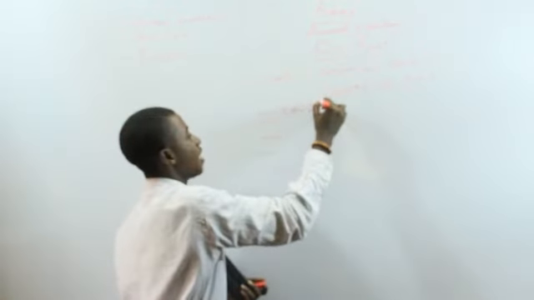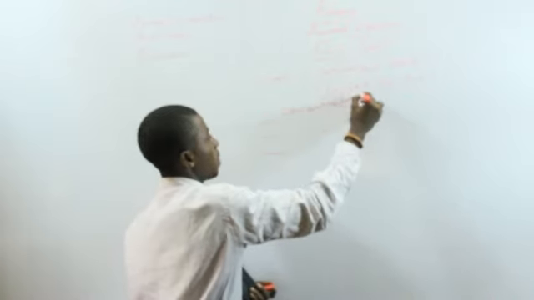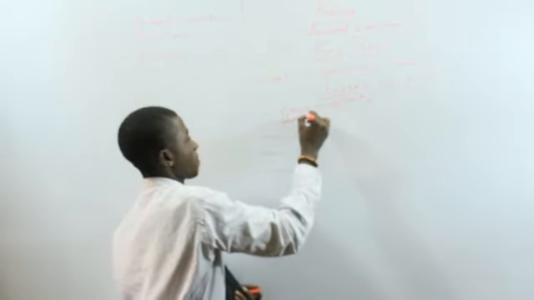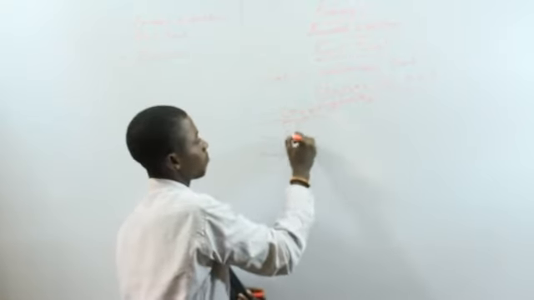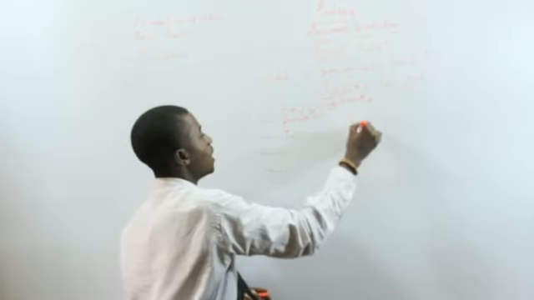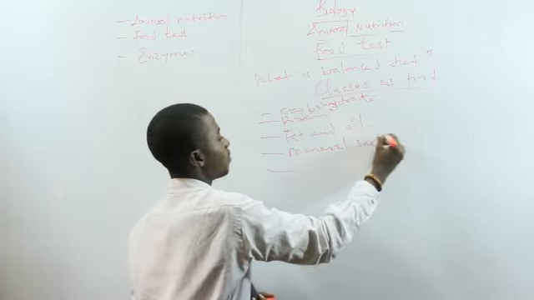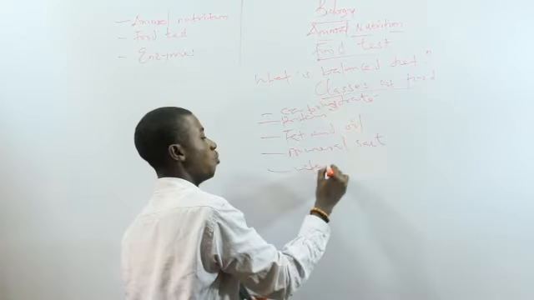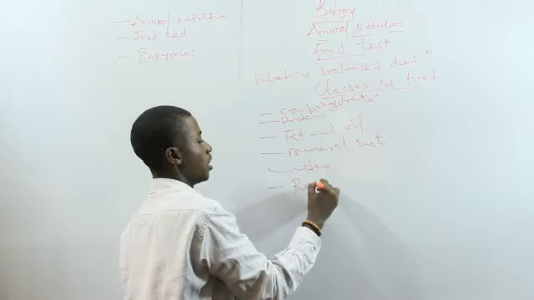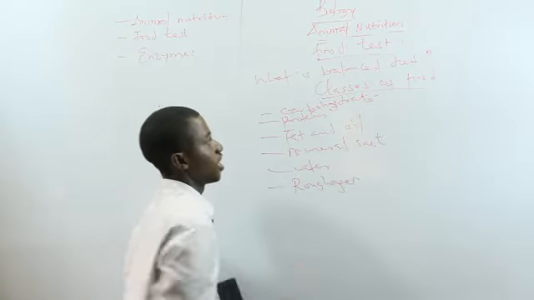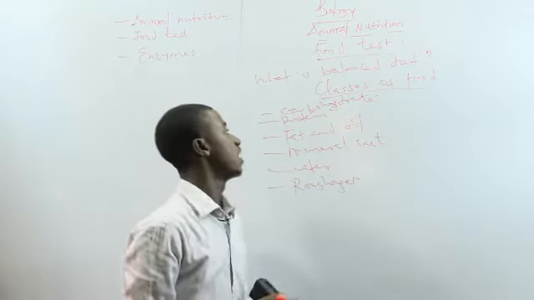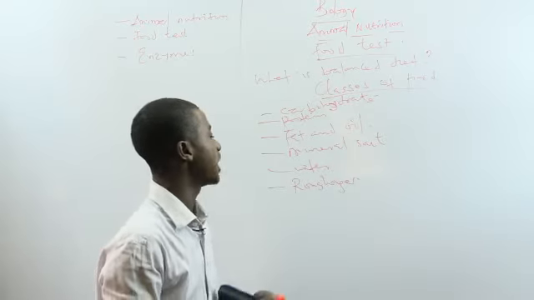Number one, we've got carbohydrate, protein, fat and oil, mineral salts, water, and roughages. Carbohydrate, protein, fat and oil, mineral salts, water and roughages.